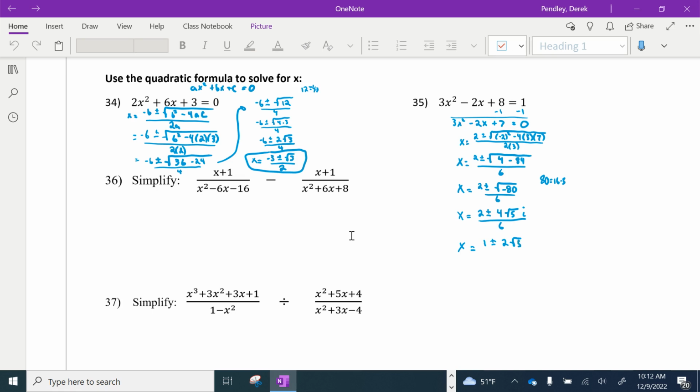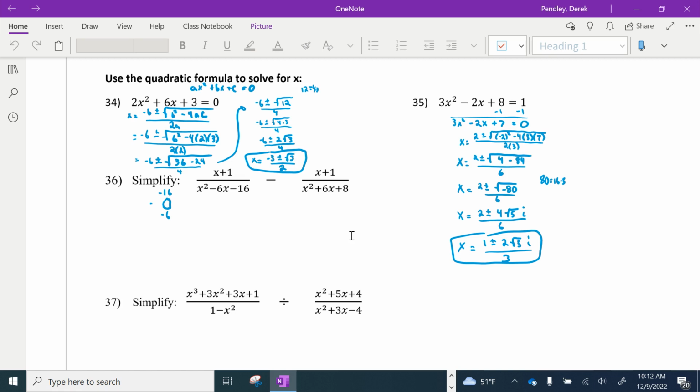All right. Over here on number 36, in order to add or subtract fractions, you have to have a common denominator. So we need to factor these to see what our factors are. We have negative 16 on top, negative 6 on the bottom. This is negative 8 and positive 2. So this really means x minus 8 times x plus 2.